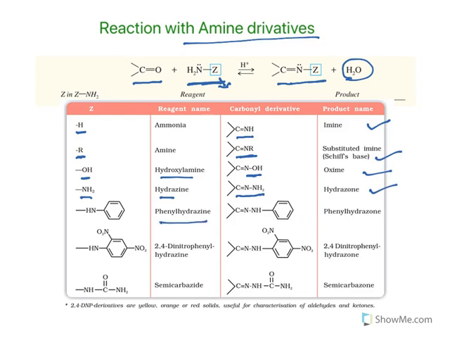Phenylhydrazine: to that phenyl group, a hydrazine is attached, and it results in phenylhydrazone. Similarly, 2,4-dinitrophenylhydrazine: to that phenyl group, at the second and fourth positions, you have nitro groups. It results in dinitrophenylhydrazones. Finally, semicarbazide. This one is a urea derivative and it results in semicarbazone.